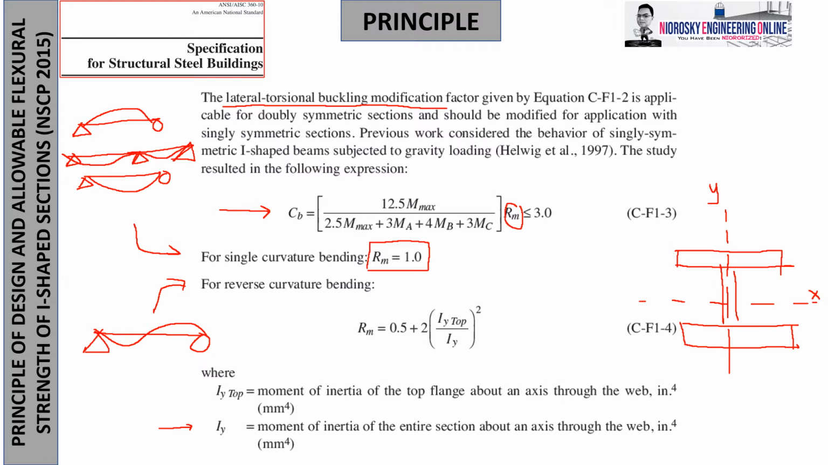So, padadaanin sa web, kukunin mo yung weaker inertia on the whole. And then finally, the moment of inertia of the top flange about an axis through the web. So, yung top flange lang yung kukunin, at ito yung kukuhanan mo ng inertia. So, I sub Y. So, meron kang I sub Y top na kukunin at i-divide mo siya sa buong I sub Y na section. And then raised to 2 times 2 plus 0.5. So, ito lang yung computation ngayon sa R sub M. That was not mentioned in our NSCP 2015.